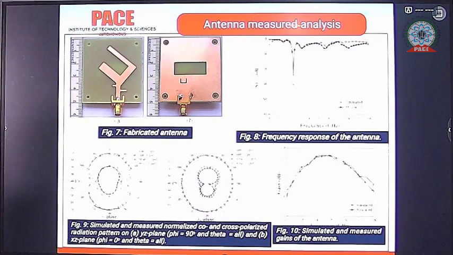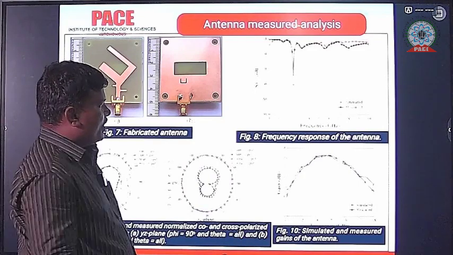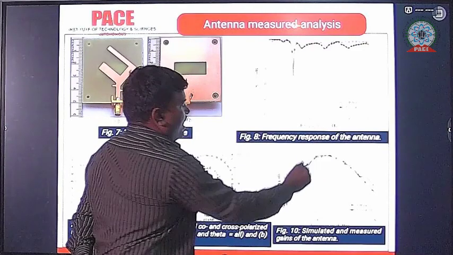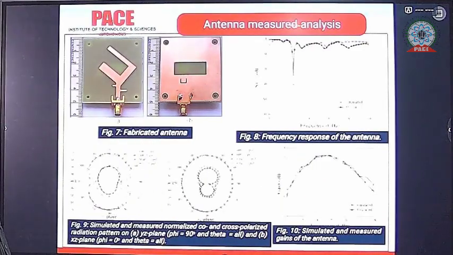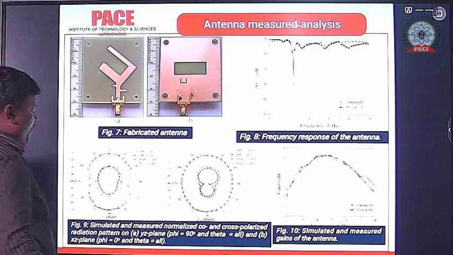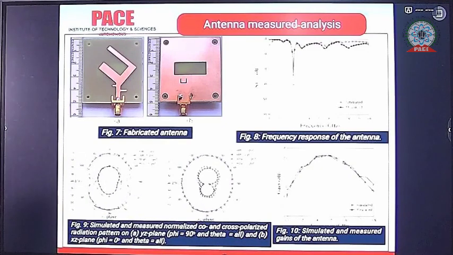Next, at the 2.45 gigahertz frequency, the gain of the antenna is 3.5 dBi. This is the radiation pattern at the YZ plane and the XZ plane. YZ plane means phi equal to 90 degrees, azimuth angle 90 degrees, elevation all. The second one is the XZ plane, elevation angle is 0 degrees, theta is all.